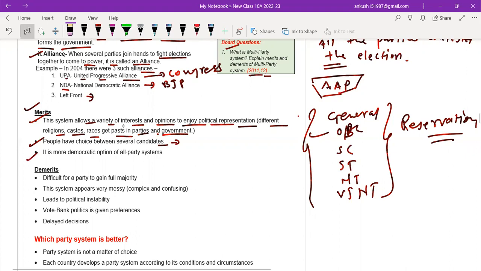Another merit is it is a more democratic option of all party systems. Did you get it? So multi-party system is existing in India. In India, multi-party system exists. Now, what could be the demerits of such multi-party system? It is difficult for a party to gain full majority.